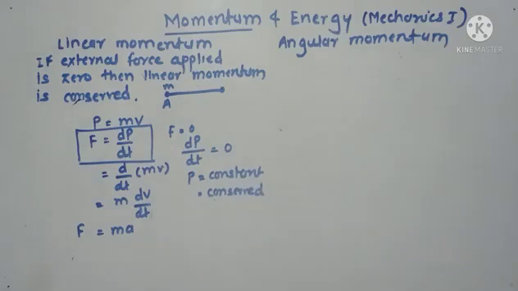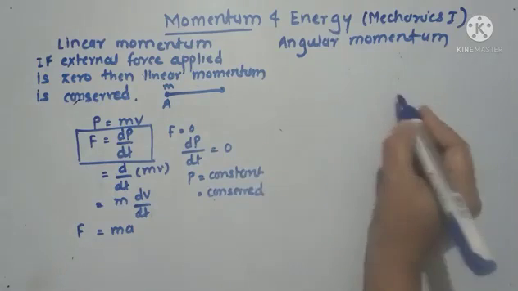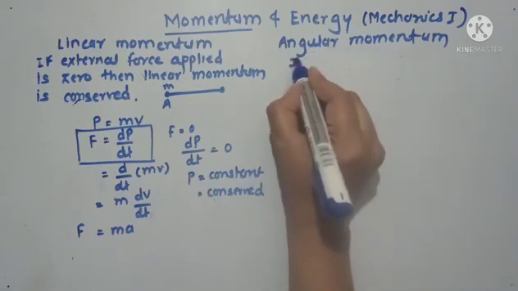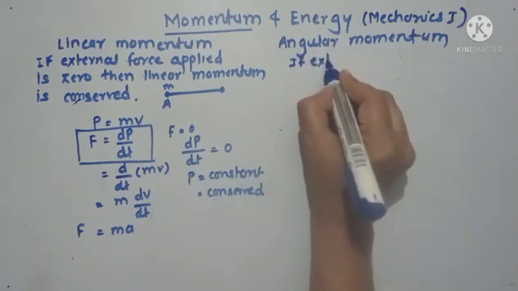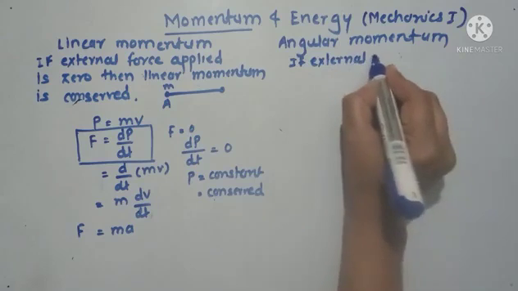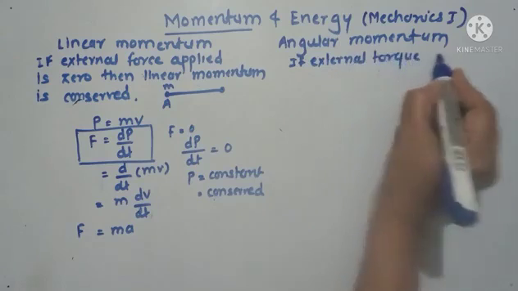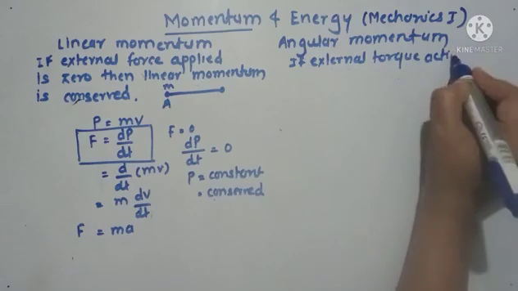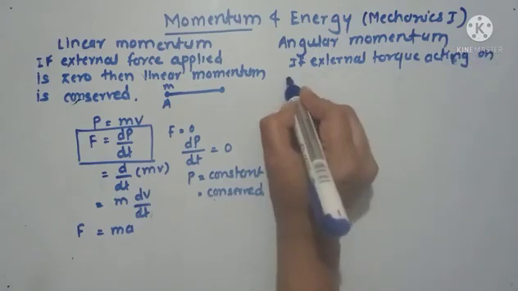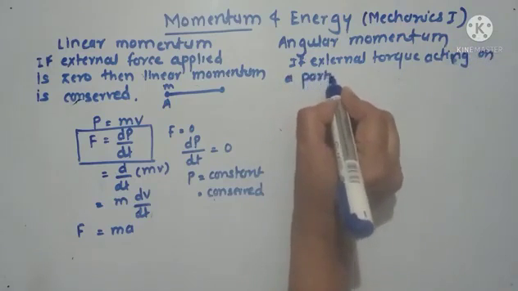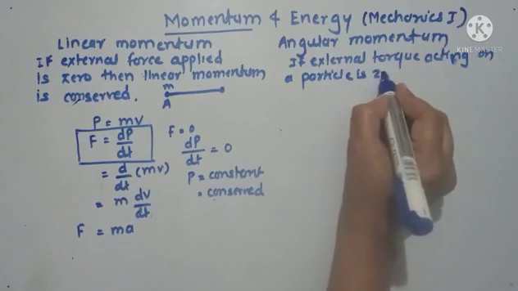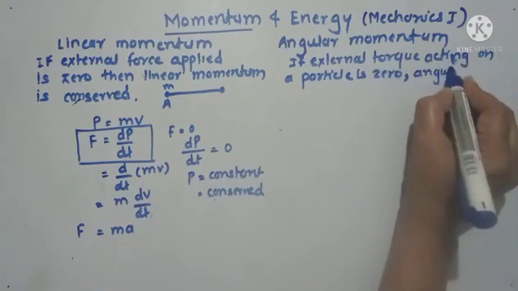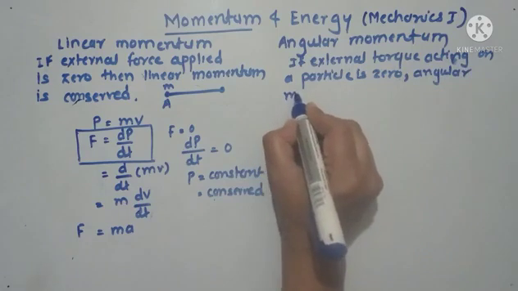Similarly, if a particle is following some trajectory path, the law of conservation of the angular momentum says that if the external torque acting on a particle is 0, then angular momentum is conserved.